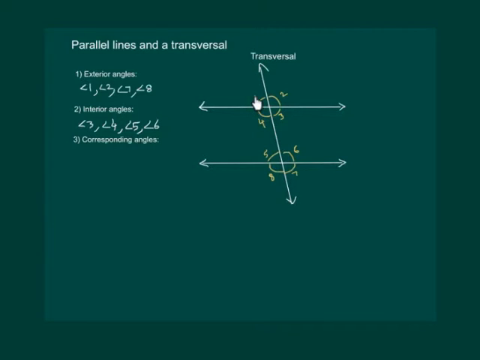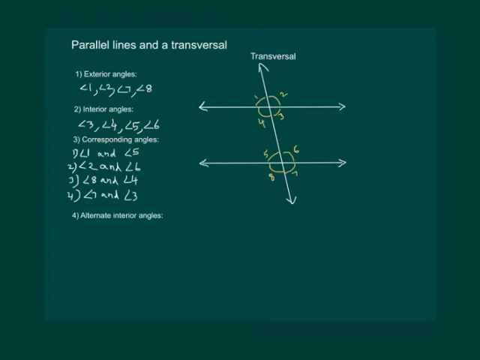Angle 1 and angle 5, angle 2 and angle 6 are corresponding angles. Similarly, 8 and 4, and 7 and 3 are corresponding angles. That means we have 4 pairs of corresponding angles.